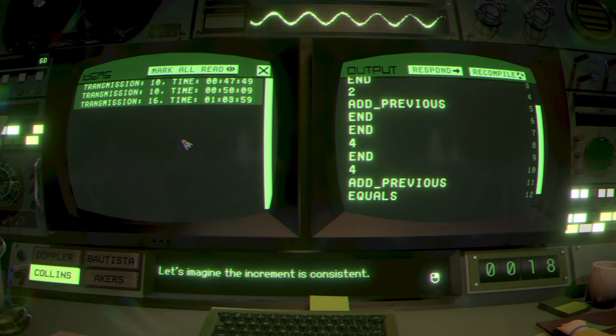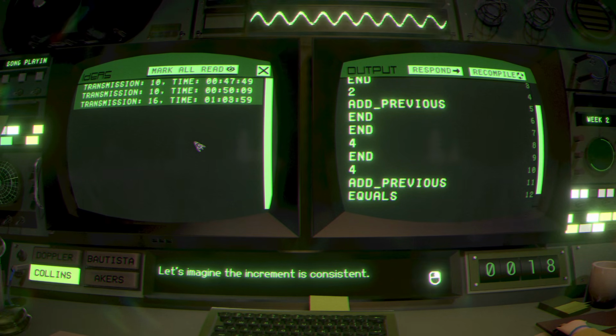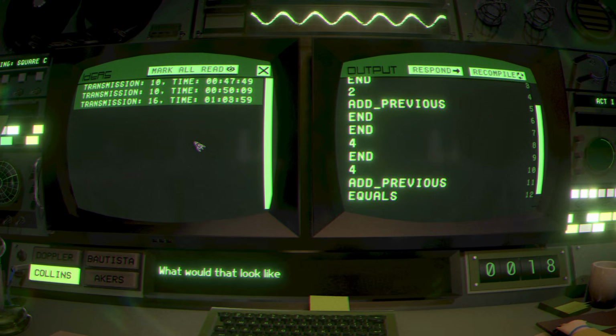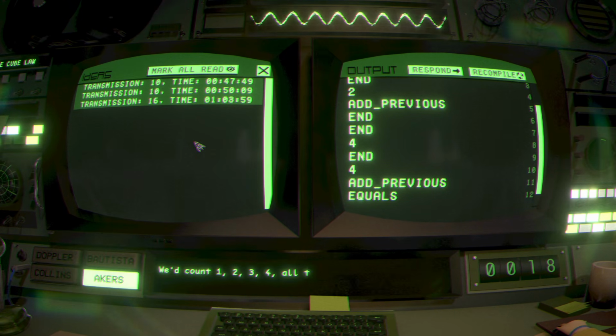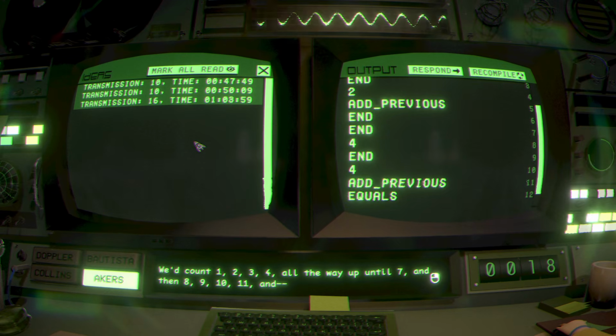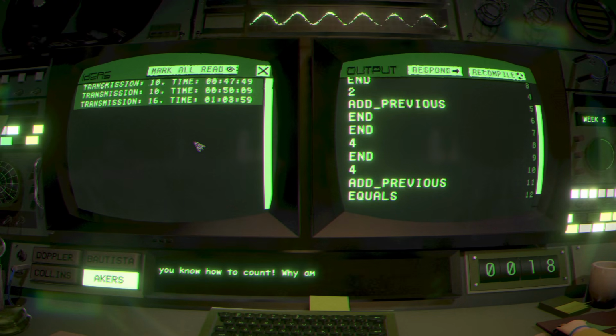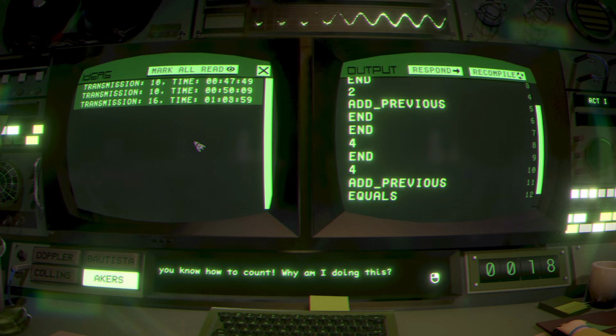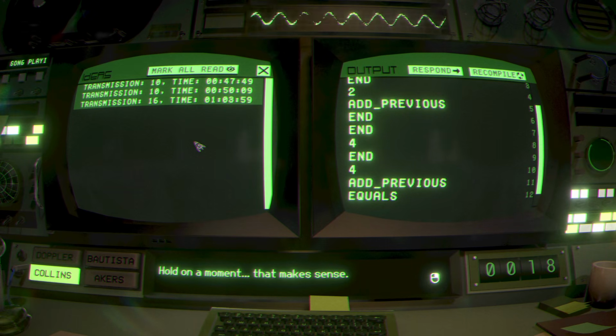Oh, wait, I think I skipped one by accident. Let's imagine the increment is consistent. What would that look like? We count 1, 2, 3, 4, all the way to 7, then 8, 9, 10, 11, and you know how to count. Why am I doing this? Hold on a moment. That makes sense.